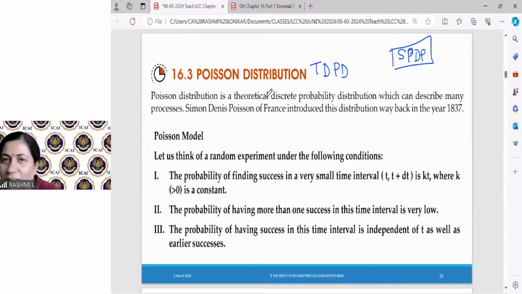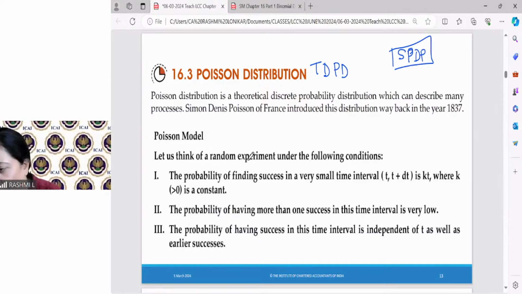In case you have small acronyms or small words, those are the trigger words. TDPD, because in the question they may ask you whether Poisson is continuous or discrete, and in the heat of the exam you may get confused. So for that I must tell you to use those small things. Now, what does Poisson say?